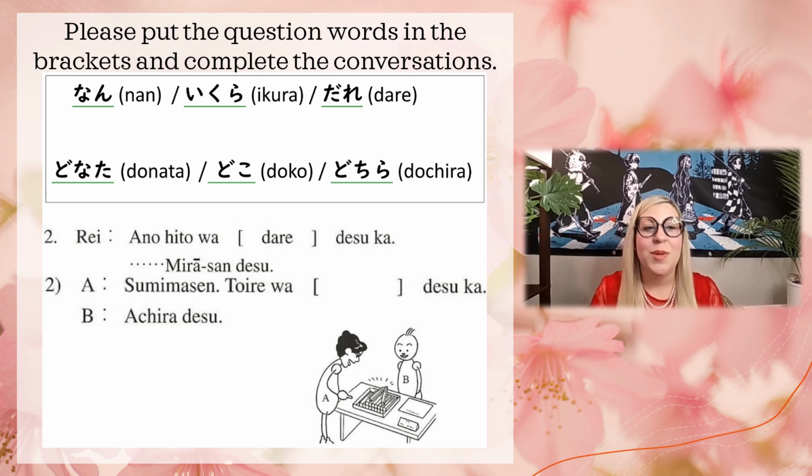Moving on to question number 2, we have sumimasen, which is excuse me, sumimasen, toire wa blank desu ka? So obviously we're wanting to know where that toilet is because with the answer in B, we see achira desu, which is over there. So to ask, we're going to say sumimasen, toire wa dochira desu ka?